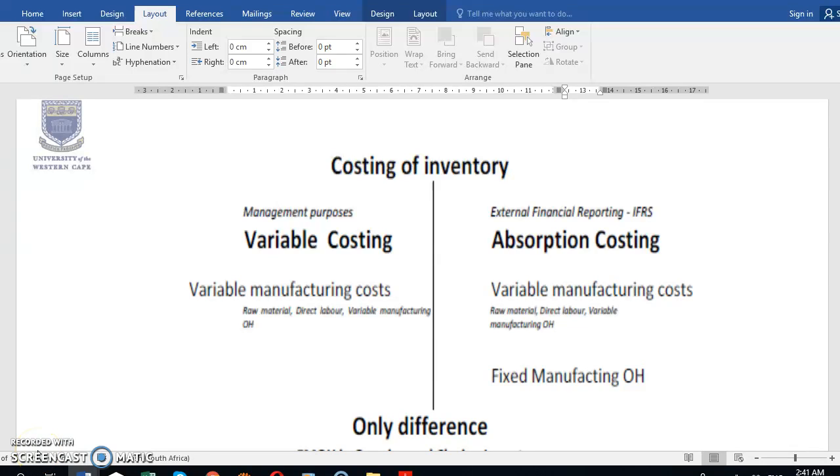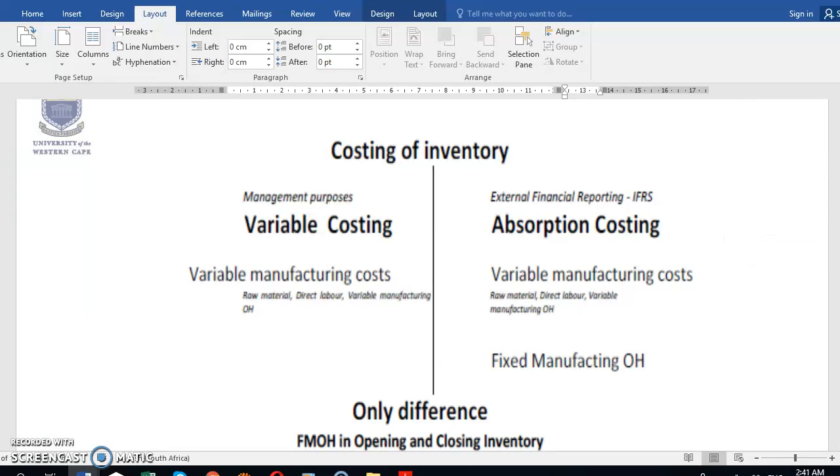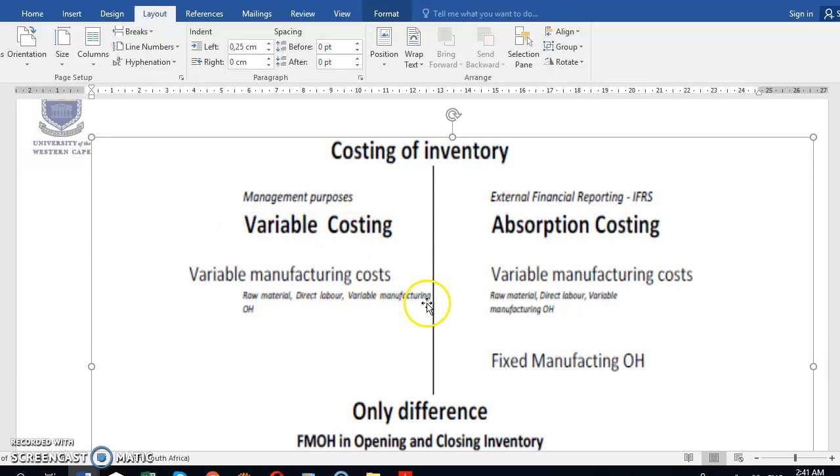So hi everyone, just continuing with absorption versus variable or direct costing. This next page is basically a summary of the difference between the two methods. Variable costing again just includes variable manufacturing costs.